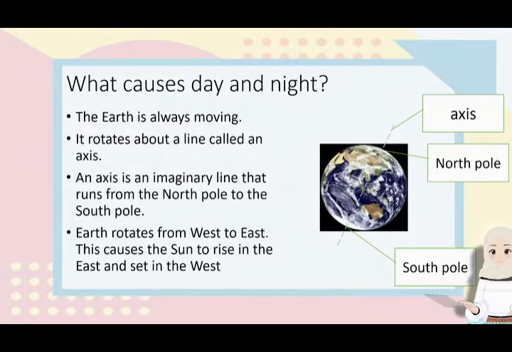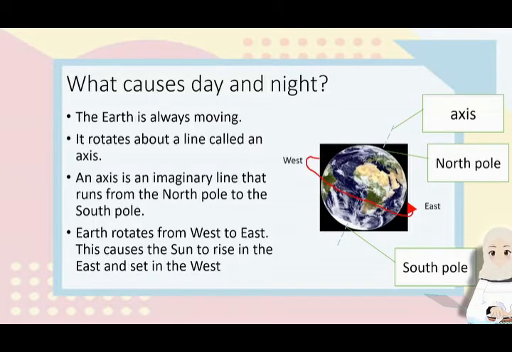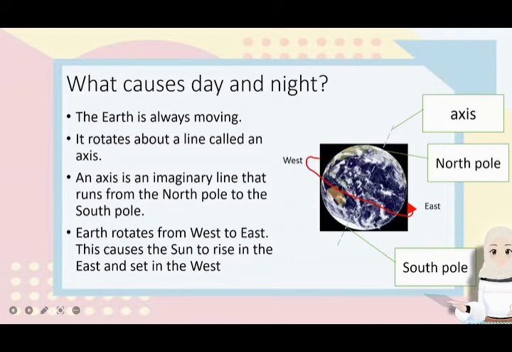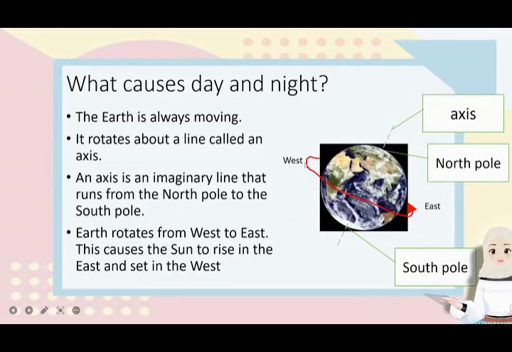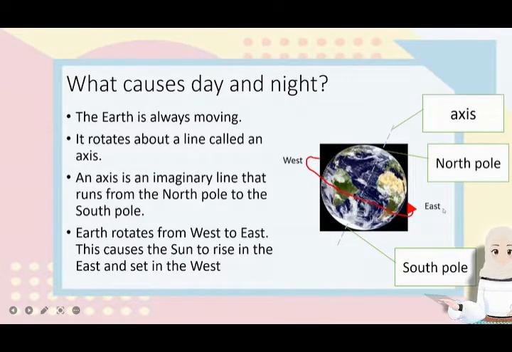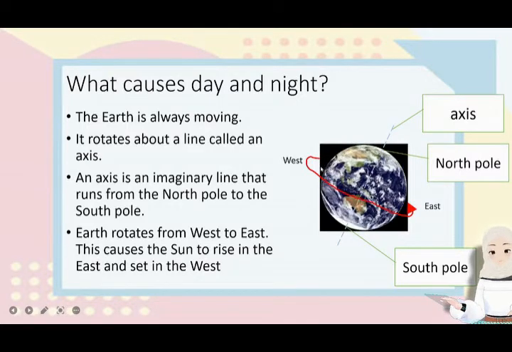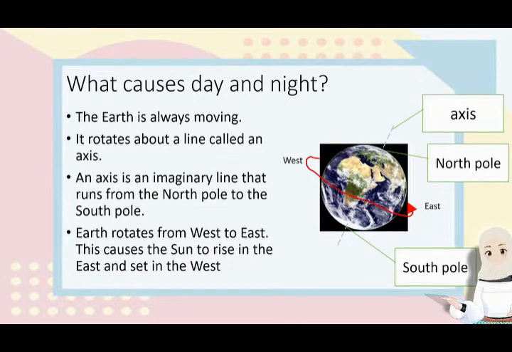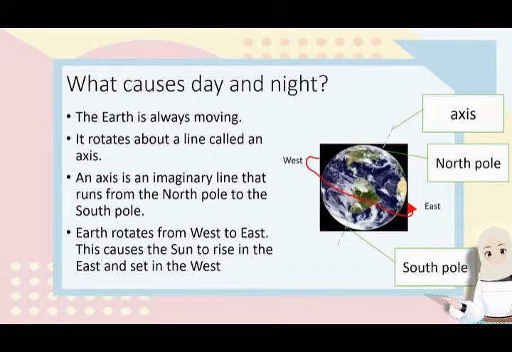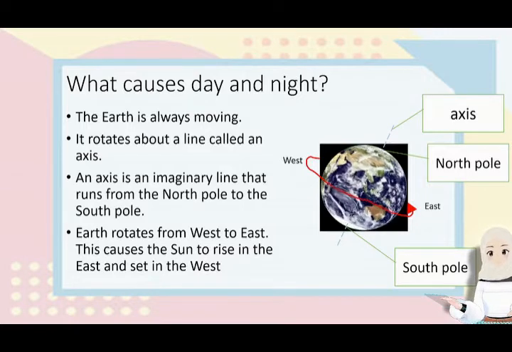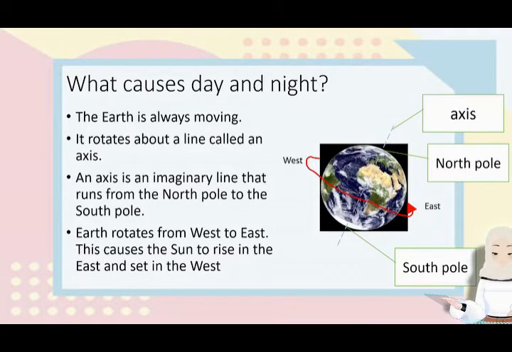The Earth rotates from west to east. This causes the sun to rise in the east and set in the west. So, bumi ini sebenarnya bergerak dari west ke east. So, bila kami nampak matahari, usulnya ia datang dari east, dari sebelah kanan, if kami lihat kompas. And then, ia terbit di west.